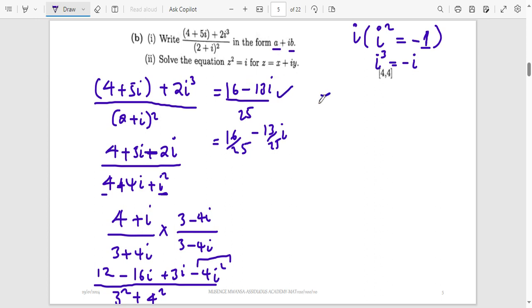Solve the equation z squared is equal to i, where z is x plus iy.